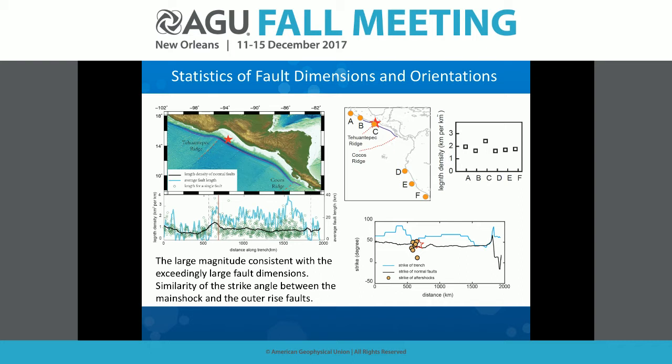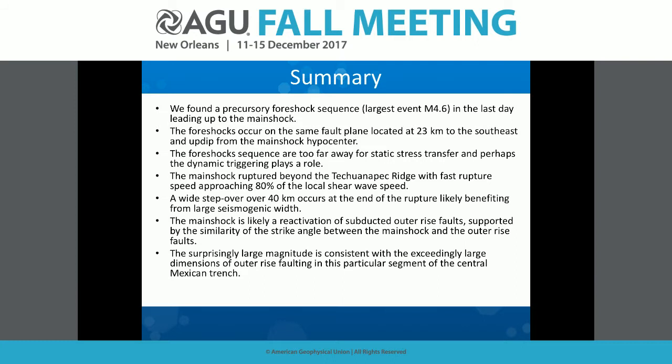And we also look at the orientation of these faults. These dots are the strike angles of the main shock and aftershock sequences, and this black line is the strike of the faults along the trench. So you really see correspondence over there too, so this is really the supporting evidence for reactivation. Okay, all right, I'll leave my summary page here, and I'm happy to take questions.